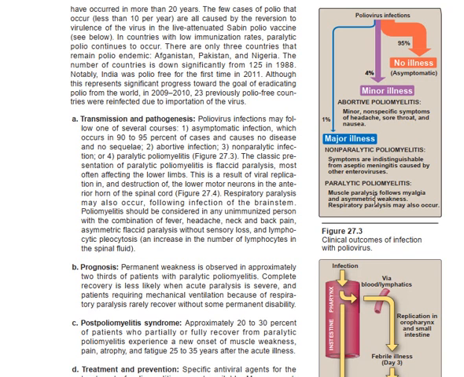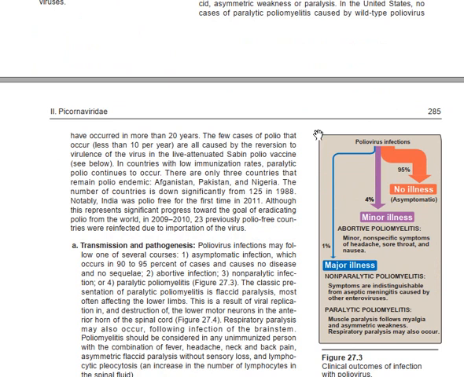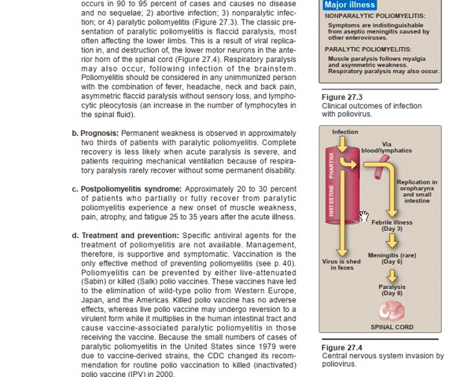Poliovirus infection also results in a minor illness, abortive poliomyelitis. It has milder, non-specific symptoms of headache, sore throat, and nausea. This is abortive poliomyelitis in 4% of cases, and in 95% of cases, poliovirus causes no illness.